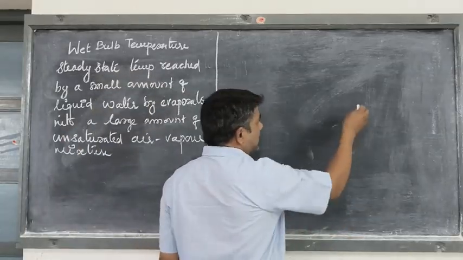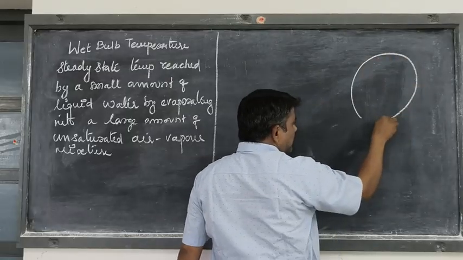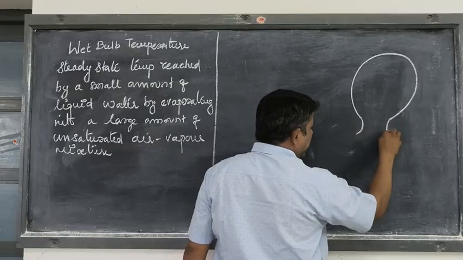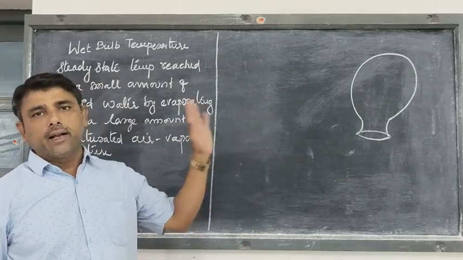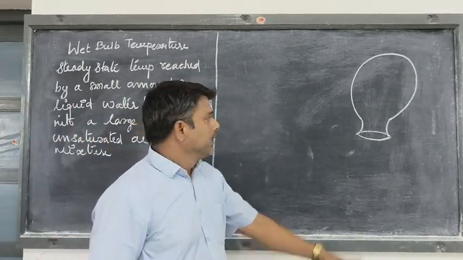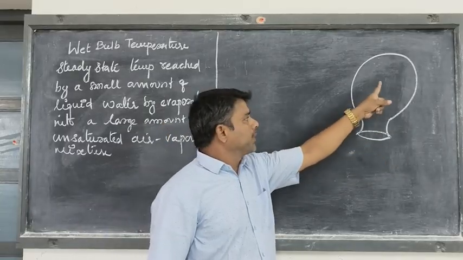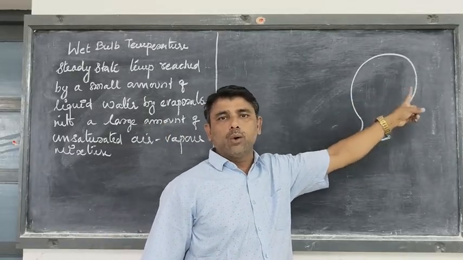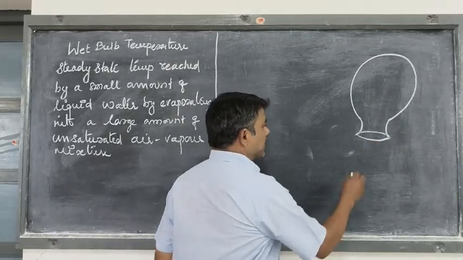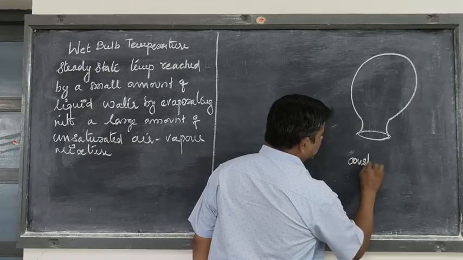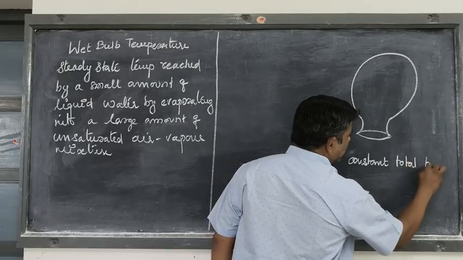For this, let us consider a container, a balloon shaped arrangement. The mouth of this container should be open to ensure the pressure inside the system equals the pressure outside the system. So the condition is constant total pressure.